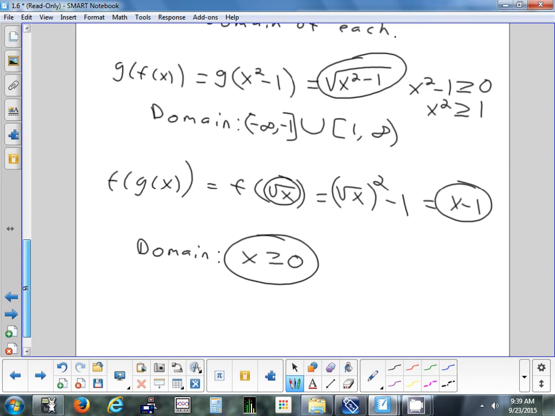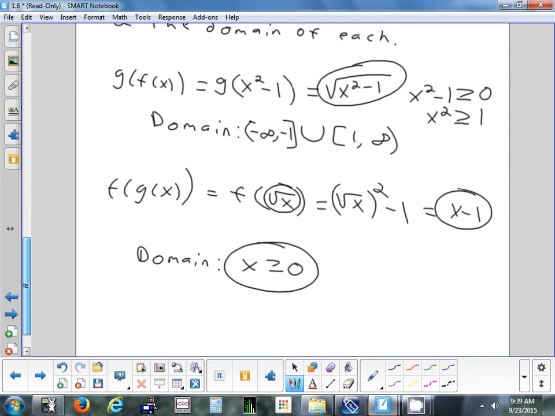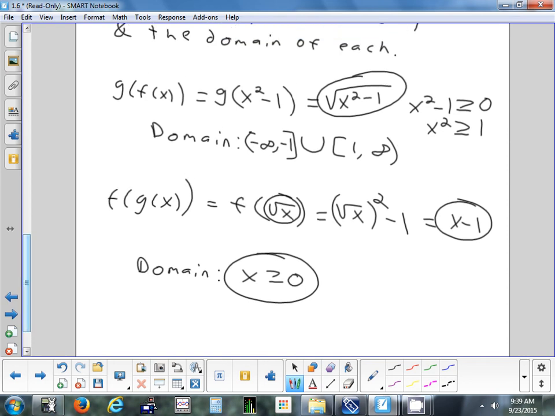Can you write that one with the negative infinity the other way? This one? Yeah. So it would be x is greater than or equal to 1 or x is less than or equal to negative 1. Yep. Greater than or equal, sorry.